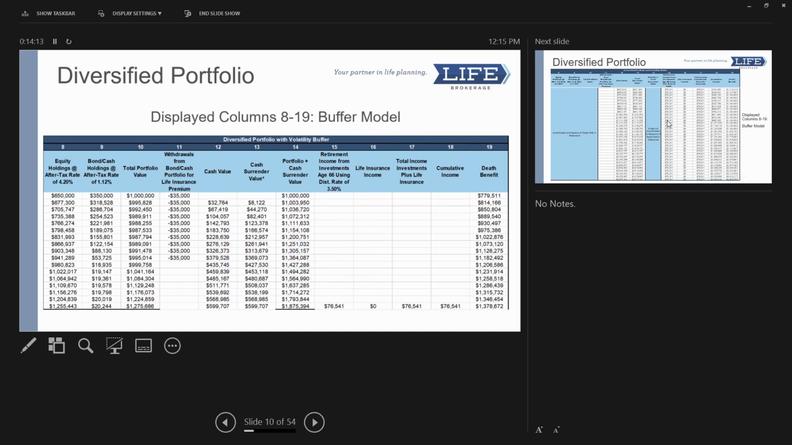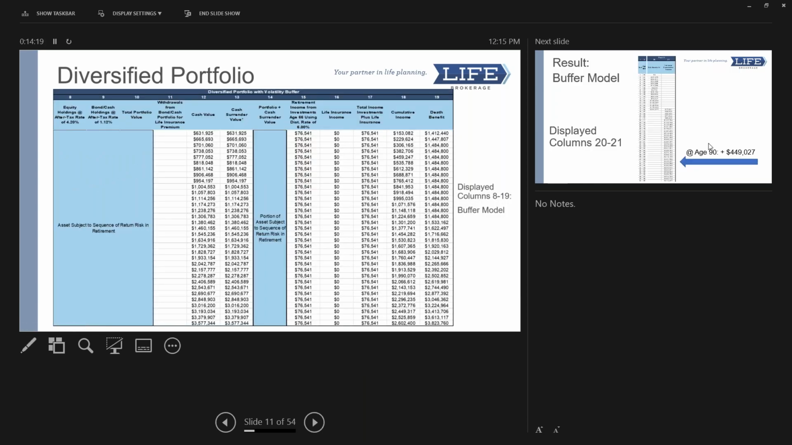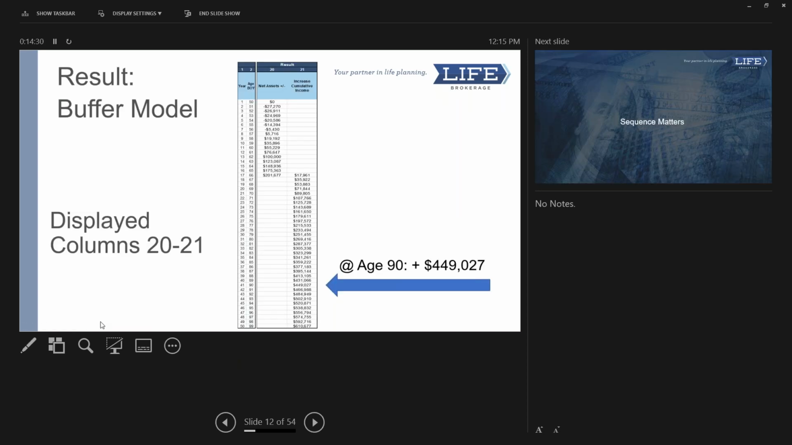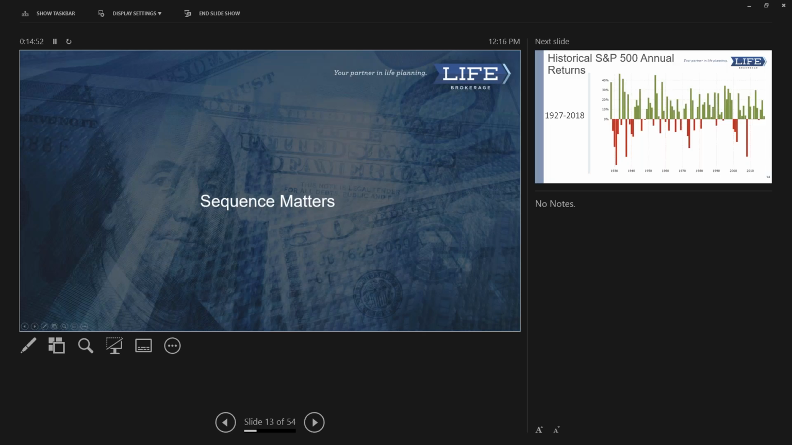So here we go. We keep going with this. Buffer asset, $76,000, 6% distribution rate, far better than the do nothing approach. At age 90, a similar result, $449,000 of additional income, right? Retirement income distributions, plus I carried a whole bunch of death benefit, and I had staying power all along. Mathematically, the buffer model creates a much higher probability for success than any other models we've tested.